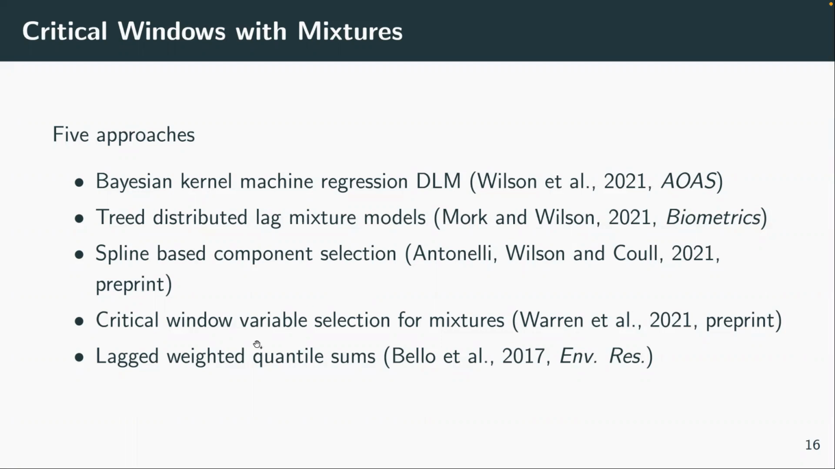And then Chris Jennings' team has developed lag-weighted quantile sums, which also makes some very strong assumptions that the exposure effect always needs to go in the same direction for all of our components. So I think this tree distributed lag mixture model is the best compromise between these methods. It allows for these time-sensitive interactions. We can include quadratic main effects if we want a little bit of nonlinearity, but it's computationally scalable. So we can fit this on large data sets. We can fit this with a large number of predictors, and it tends to have really good properties.